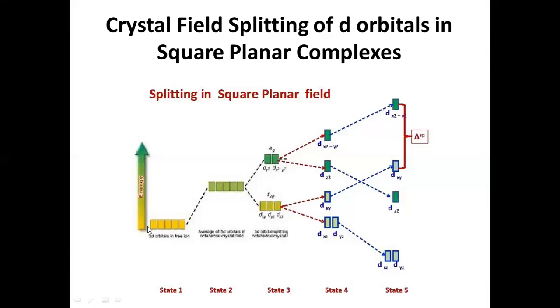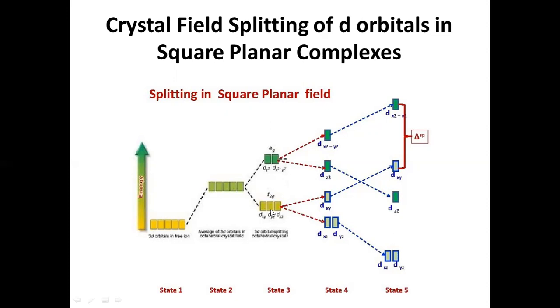Here are the five d orbitals, and these d orbitals increase in energy when ligands approach. It is a uniform increase. When an octahedral complex forms, the eg orbitals increase in energy, whereas the t2g orbitals reduce in energy. The eg orbitals increase because they are present along the axis, whereas the t2g orbitals reduce because they are present in between the axis. This we have already seen in octahedral complexes.